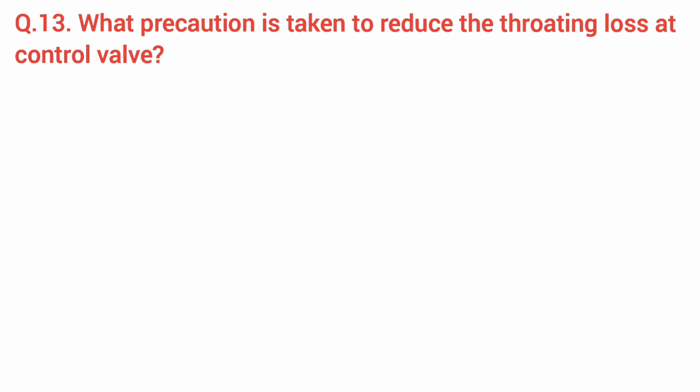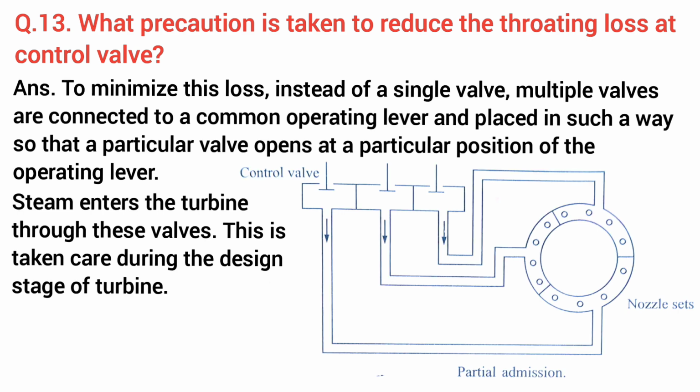What precaution is taken to reduce the throttling loss at control valve? To minimize this loss, instead of a single valve, multiple valves are connected to a common operating lever and placed in such a way so that a particular valve opens at a particular position of the operating lever. Steam enters the turbine through these valves. This is taken care during the design stage of turbine.